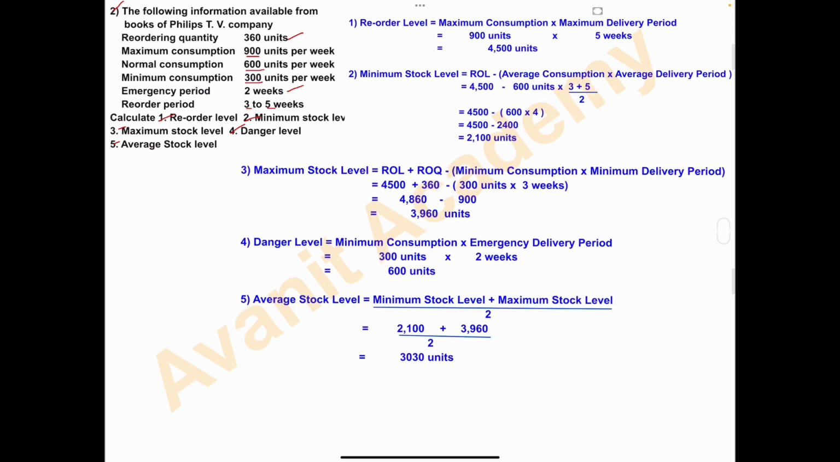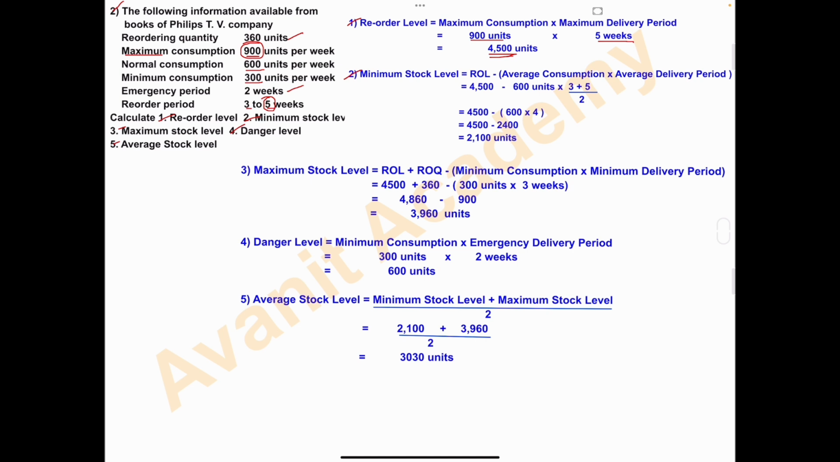Let's start the solution. Number 1, reorder level. Formula is maximum consumption into maximum delivery period. Maximum consumption, see in the problem, is 900 units. Take here 900 units into maximum delivery period. Maximum delivery period is 5 weeks. 900 into 5 weeks, and the answer is 4,500 units. Reorder level is 4,500 units. Next is minimum stock level.